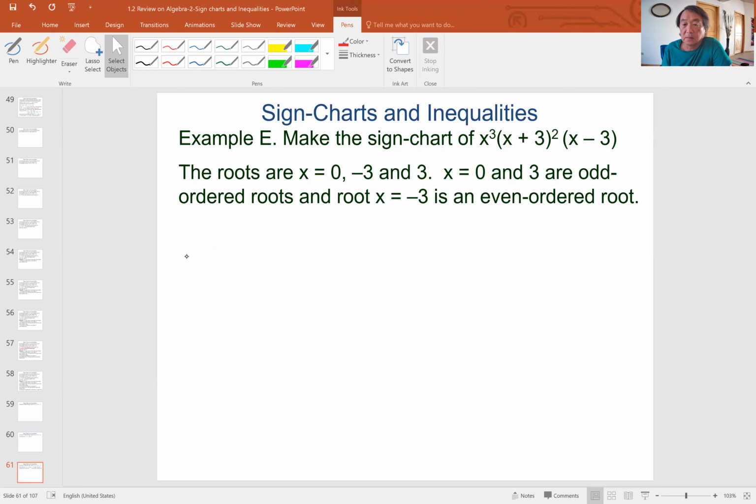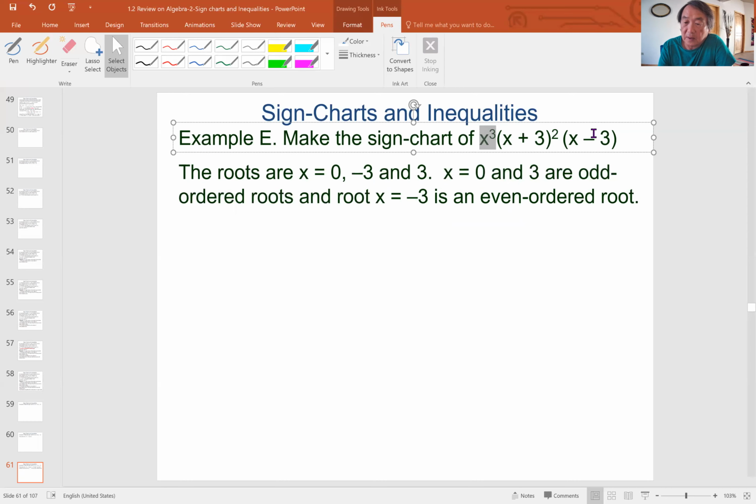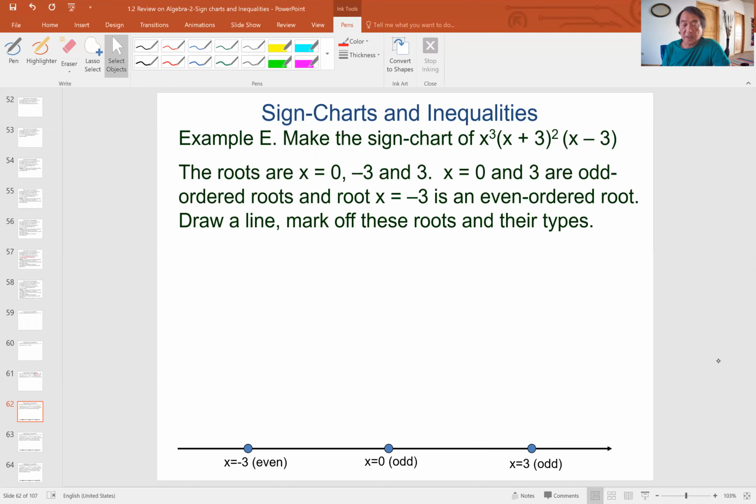So here we go. Here are the 3 roots. And minus 3, okay, 0 and 3 are odd order. 0 came from here, 3 came from here. Respectively, the order or the power came from 1 and 3. So those are odd powers. So therefore, 0 and 3 are odd order. But the -3 has order 2, power 2. So that's an even order. So there's a two times. Okay. So now I draw it.